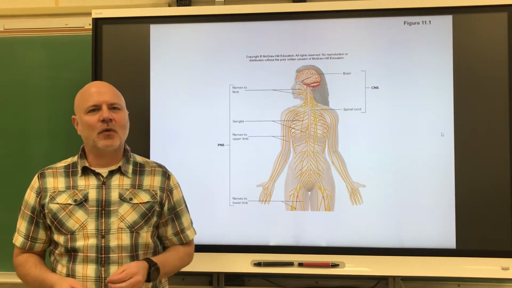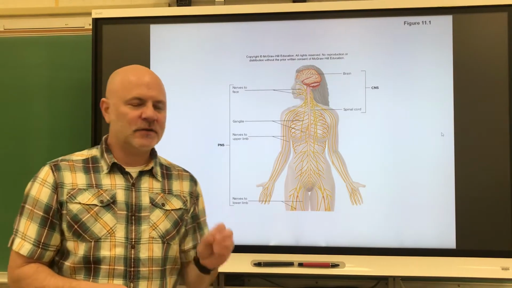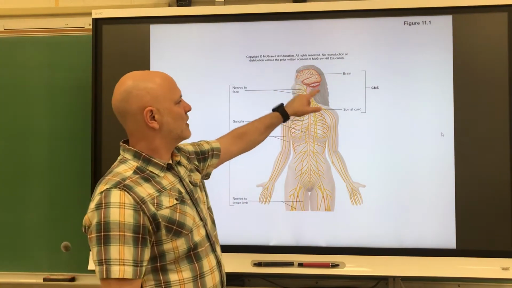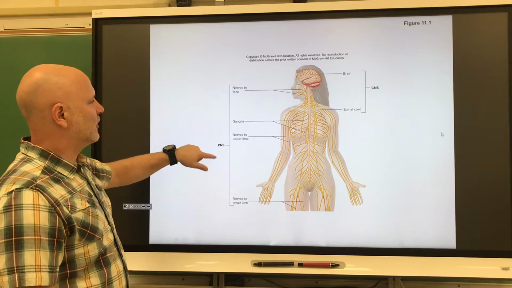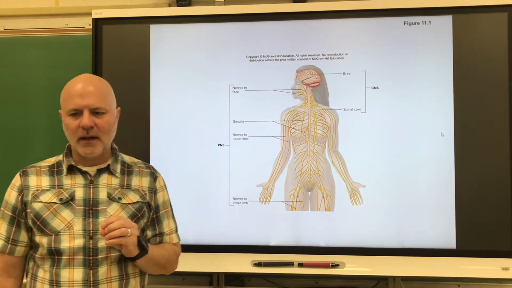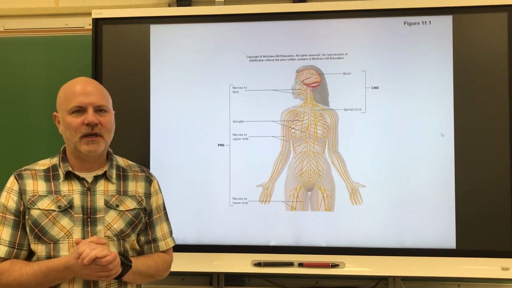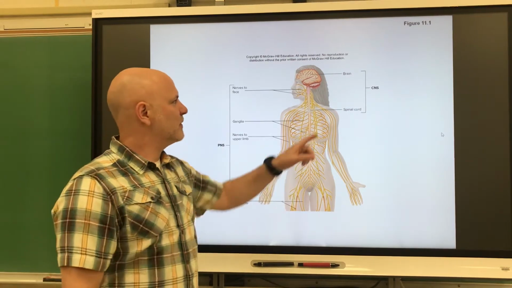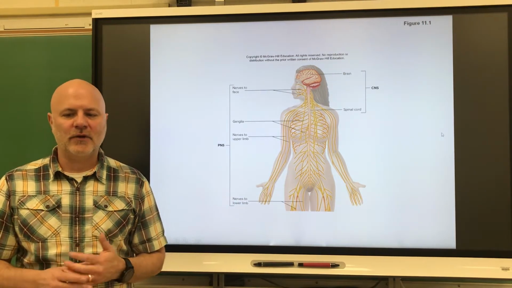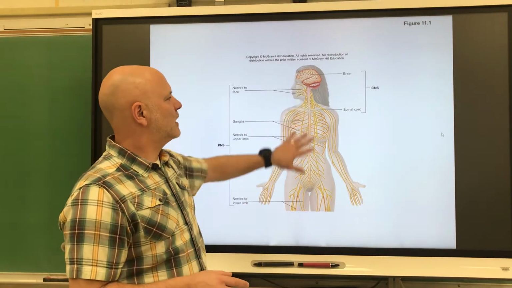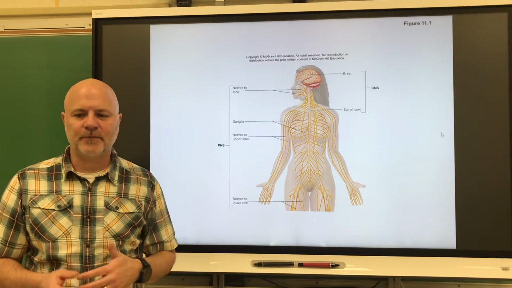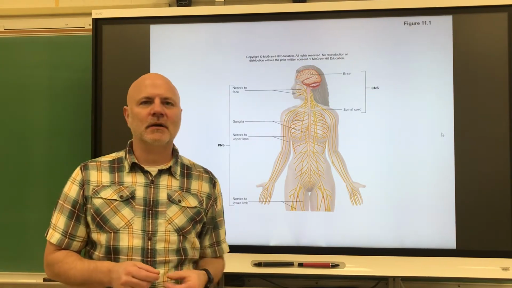Looking at organization of the nervous system, we can divide our nervous system into two main parts. We have the central nervous system, which is our brain and spinal cord, and then we have the peripheral nervous system, which is the nerves and ganglia outside of the central nervous system. The central nervous system, our brain and spinal cord, is the commanding and integrating center of the nervous system. It controls all the other parts of our body and other parts of the nervous system. And we'll talk about what integration means here in a little bit.